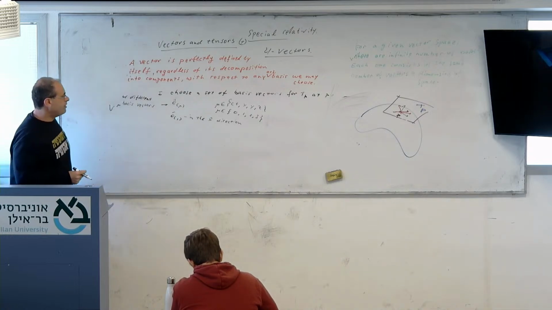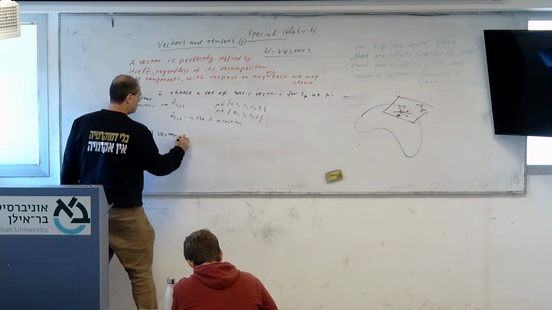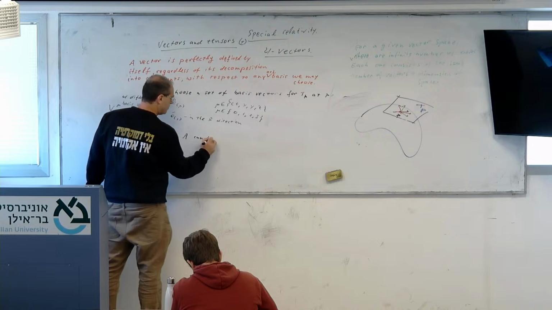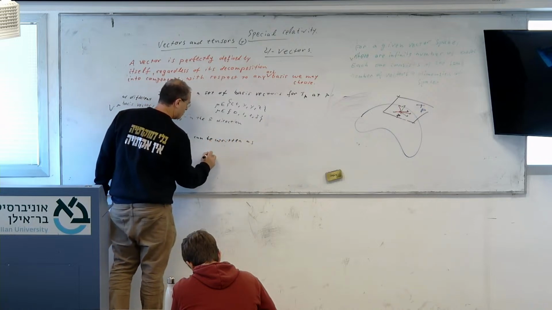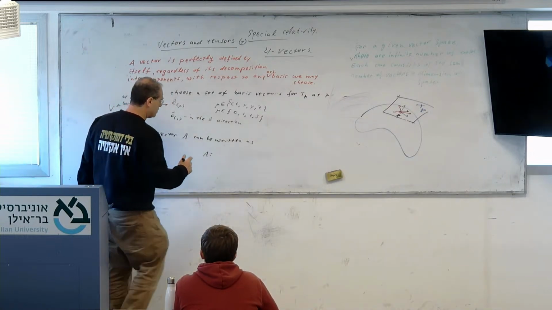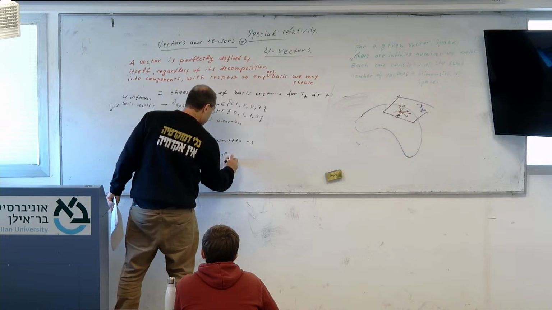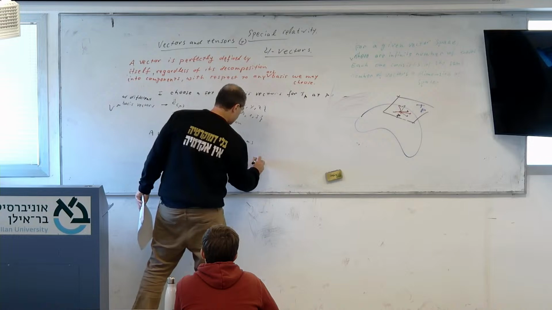So that means that if we have a vector A, it can be written as what? A is A^mu e_(mu), right? Really, it's a sum.